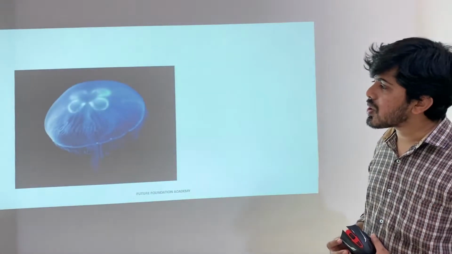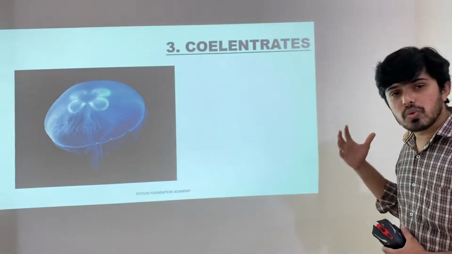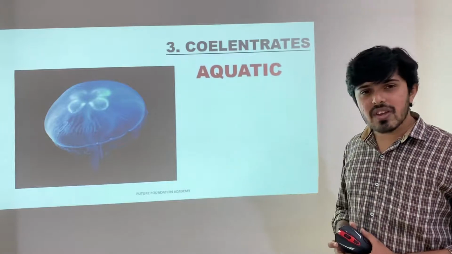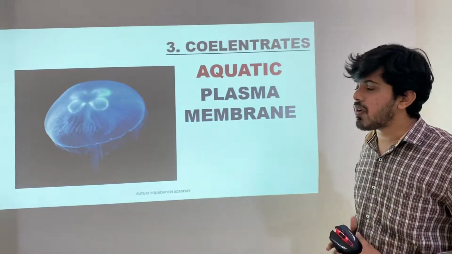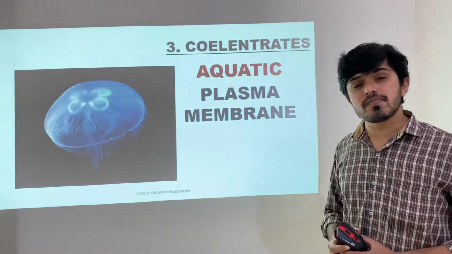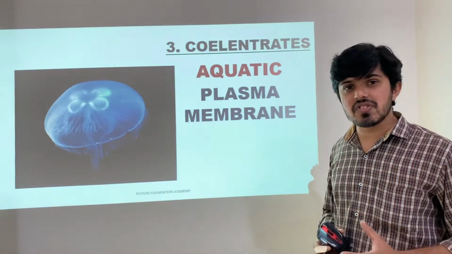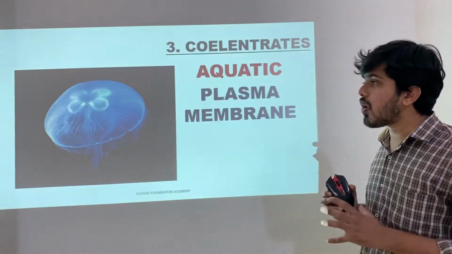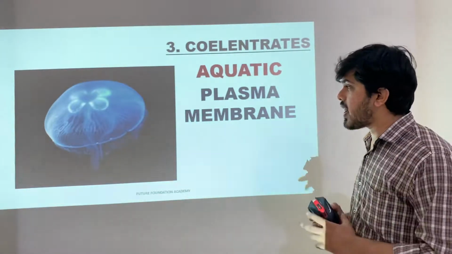In the third slide, you can see a jellyfish. It is a type of jellyfish belonging to cnidarians. Cnidarians, also called coelenterates, are also aquatic and they also do exchange of gases, that is respiration, with the help of their plasma membrane. So three examples we have seen, that is protists, sponges and cnidarians, and all of them do exchange of gases, that is respiration, through plasma membranes. So broadly we can say the respiratory organ of all these three classes is the plasma membrane.